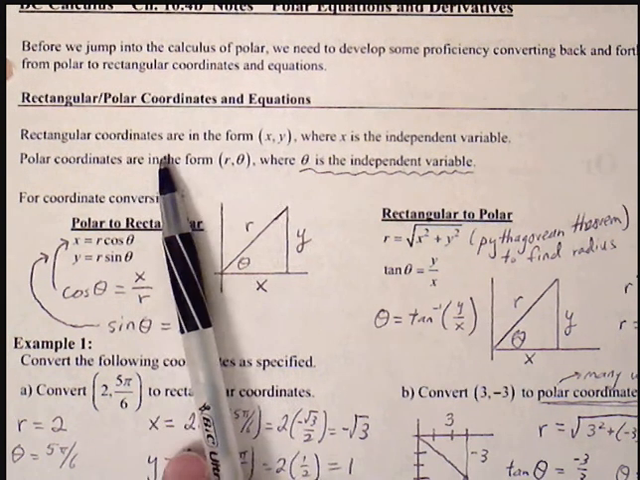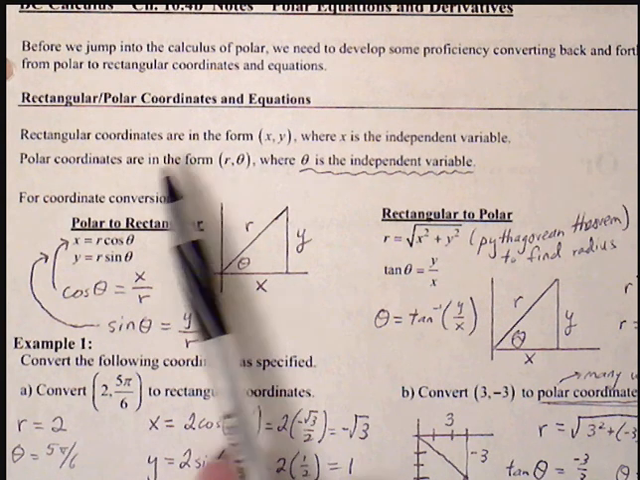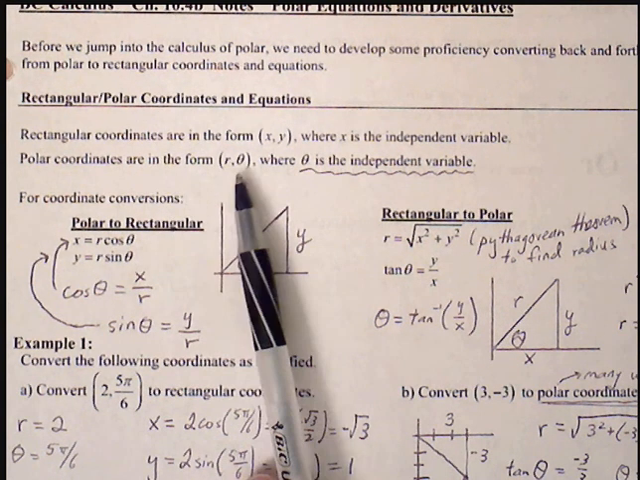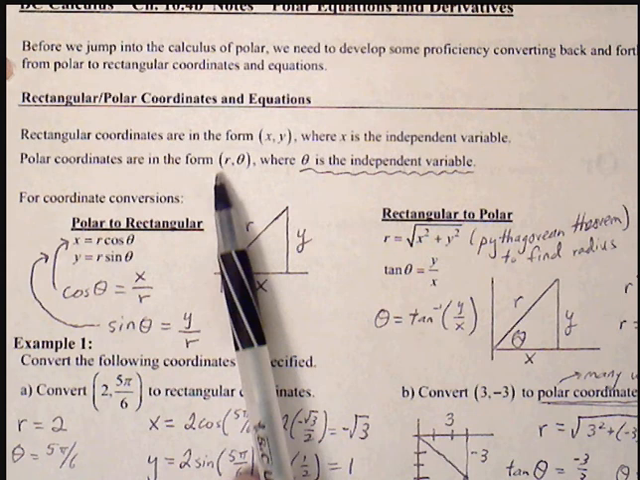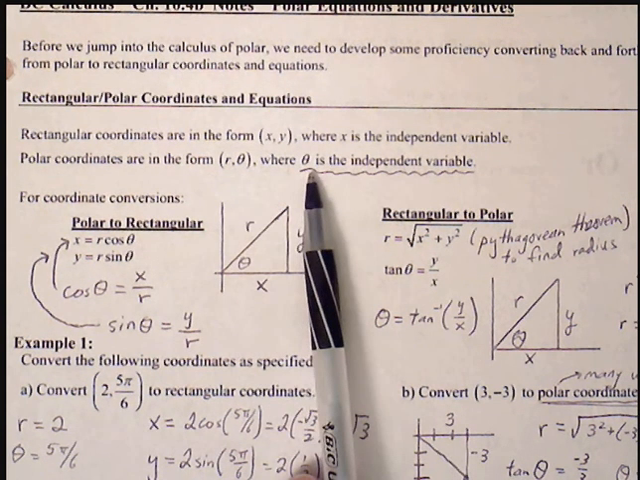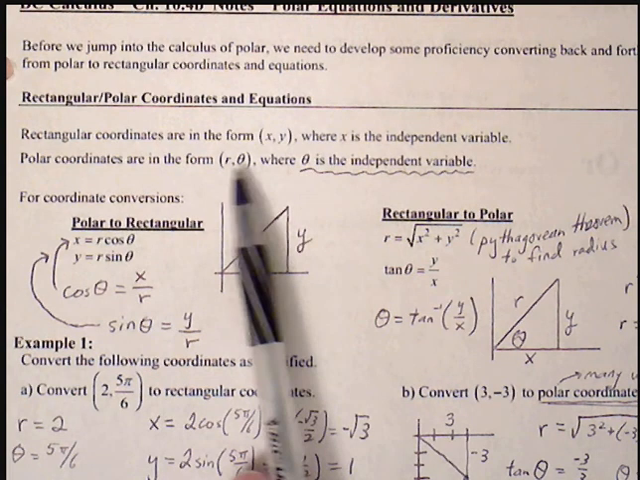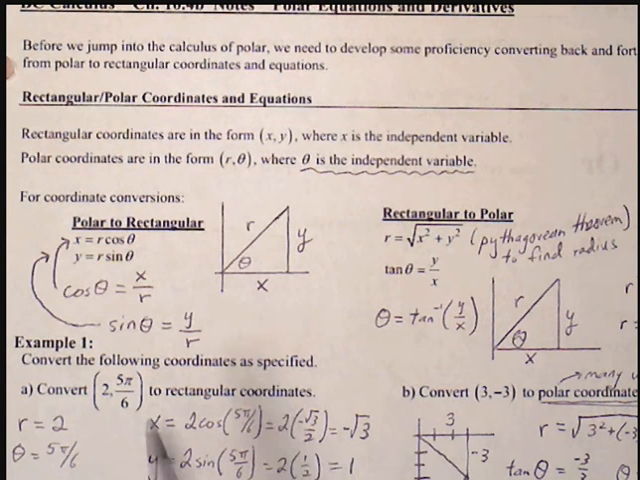So rectangular coordinates are in the form of x, y, where x is the independent variable. Polar coordinates are in the form of r, theta, but these variables are kind of out of order. Theta is going to be an independent variable, but it's going to come second when we list them out.